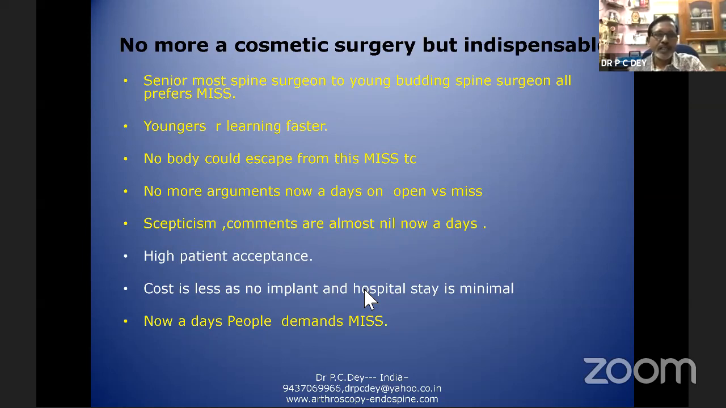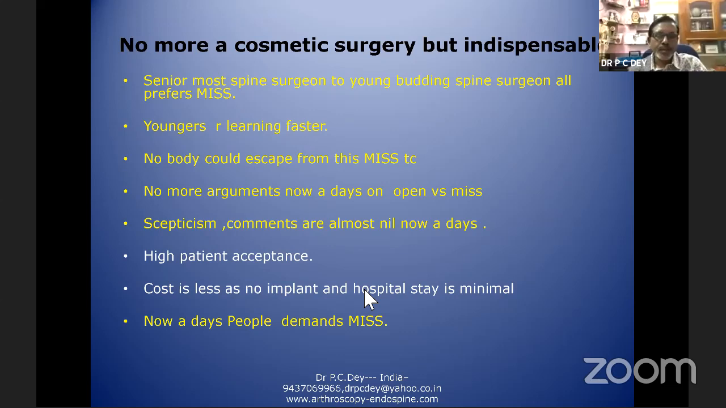Younger surgeons are learning faster, and nobody can escape from MIS nowadays. The arguments about advantages, disadvantages and skepticism have all been shut down because of the results. Everybody is getting good results, with high patient acceptance, lower cost, no implant, and minimal hospital stay.